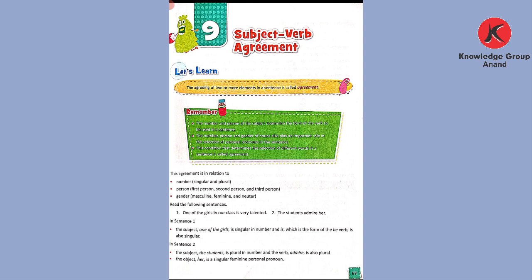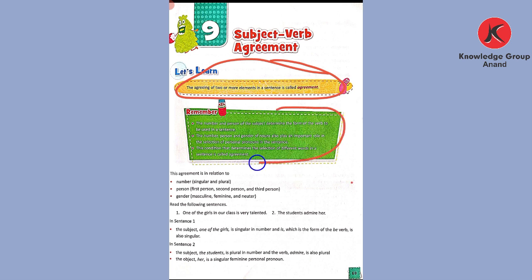Okay, so here in the yellow box, the definition. A subject should agree with its verb in a sentence. That is the meaning of it. Here in the yellow box it is written: the agreeing of two or more elements in a sentence is called agreement.